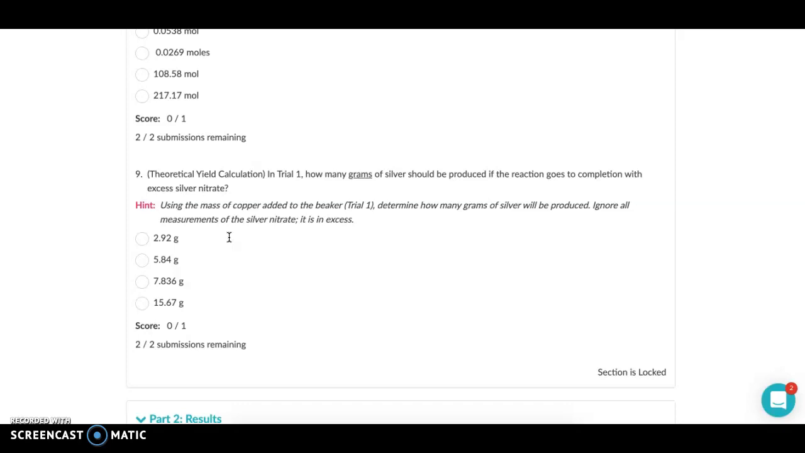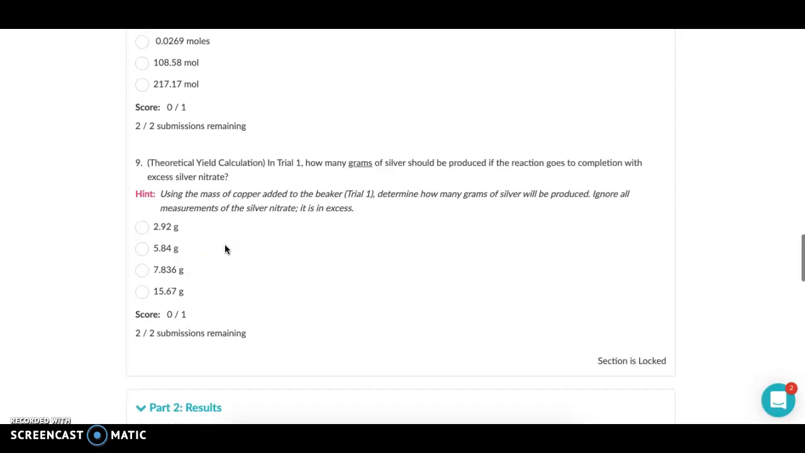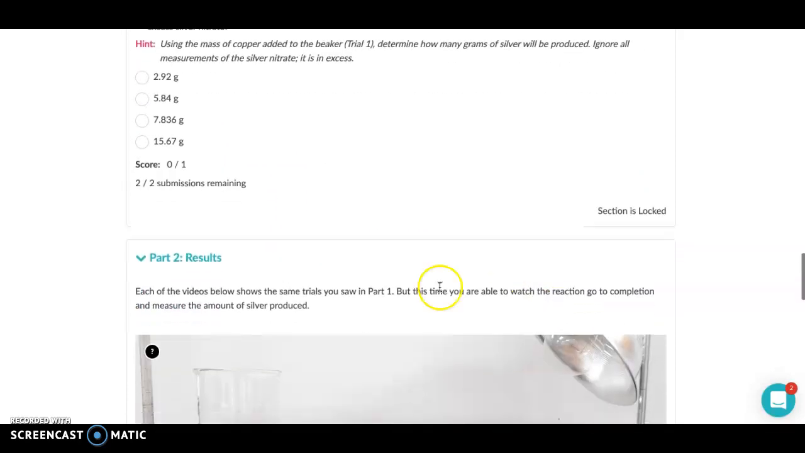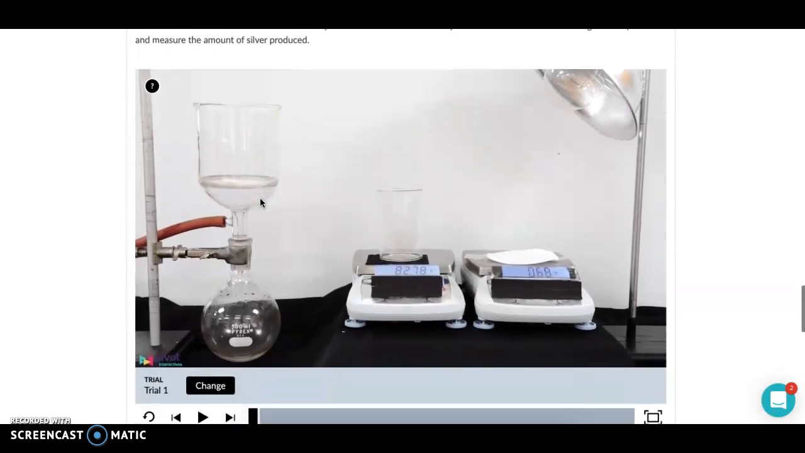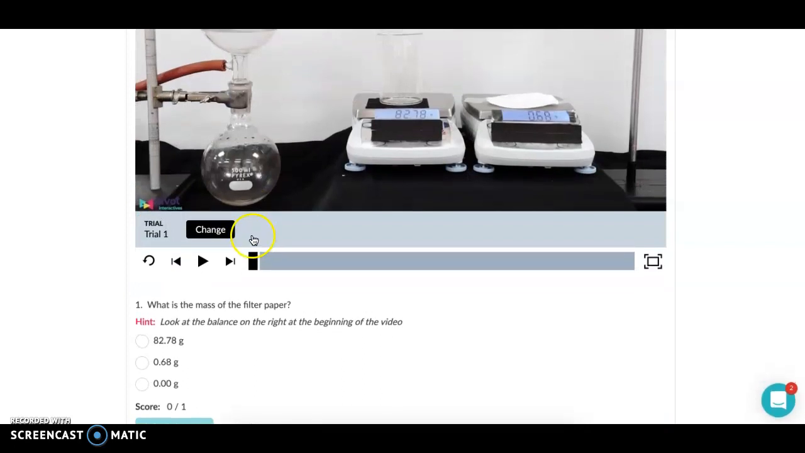So once you've made your prediction, this is how many grams of silver that should be produced. When you commit to your answer, you lock the section and go on to part 2. In part 2, you will watch the same video over again with a little bit more added to it. And at the end of this video, it goes through how they isolate the silver, and you look at exactly how much silver was produced.